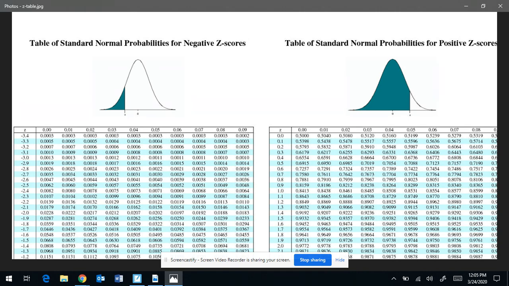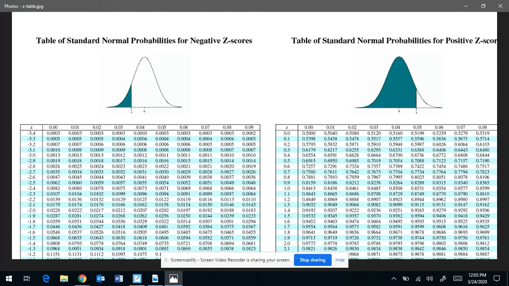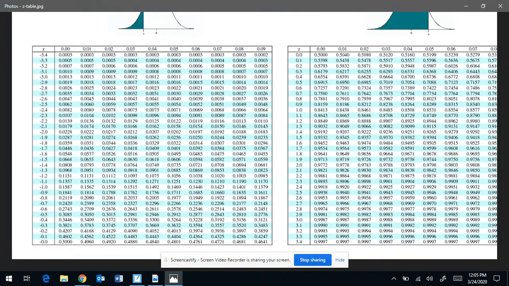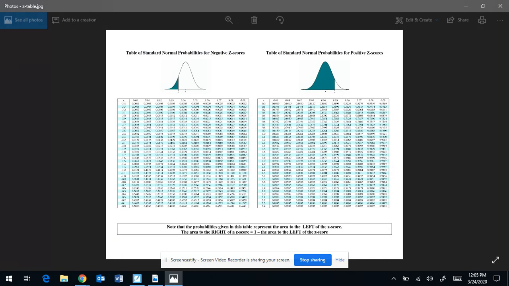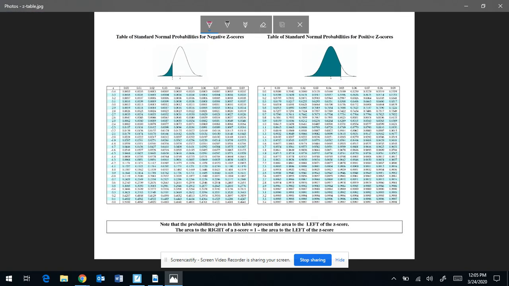So the z-score that we had was negative 1.67. That means I am focused on this side of the z-table because it's all of my negative z-scores. This column, let me draw on it really quick. This column is the tenths place of your z-score. And the row across the top is the hundredths place of your z-score. This applies to both the positive and the negative side of your z-table.